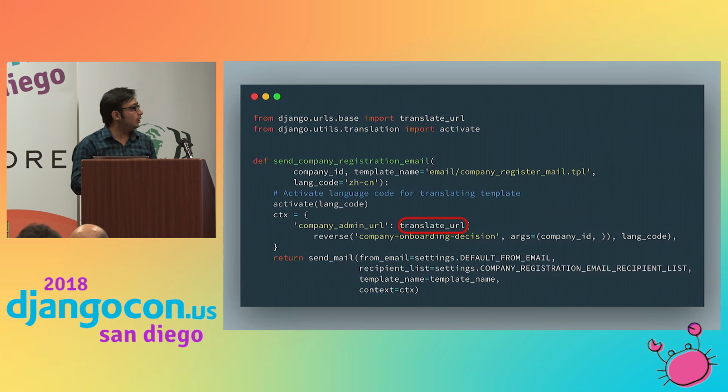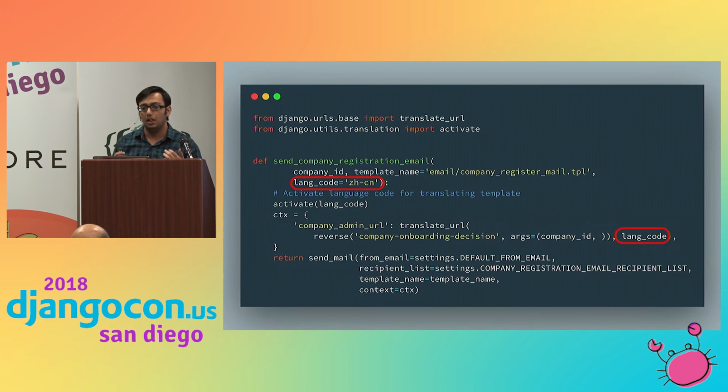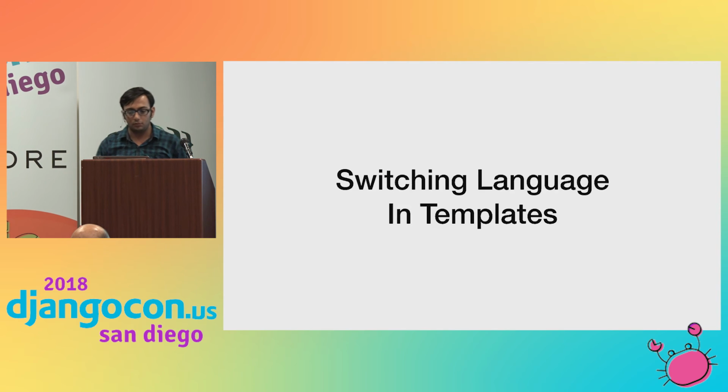We give it the URL as well as the language code. This language code goes right here in the parameter, and then it knows if it is the Chinese version of the template, the URL also points to the Chinese version, which is through the i18n patterns function.